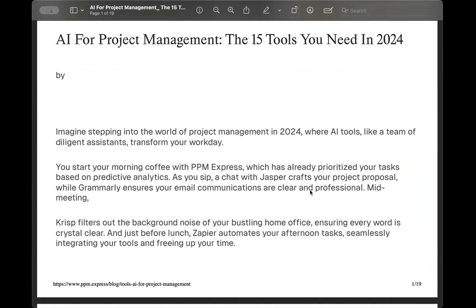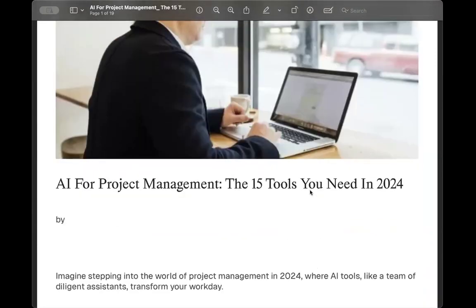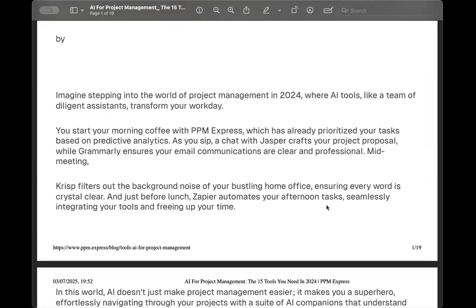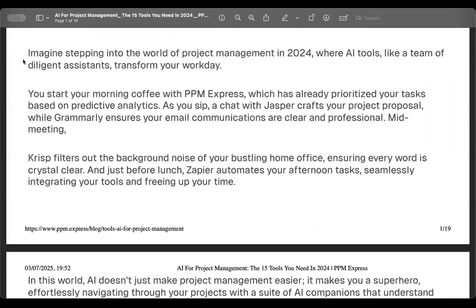So here they have mentioned AI for project management. These are a few tools you need. I mean, they made it in 2023, but these are the tools we are now using for all these project management needs that relate to artificial intelligence. Imagine stepping into the world of project management in 2024, where AI tools like a team of diligent assistants transform your workday. So you start your morning coffee with PPM Express.